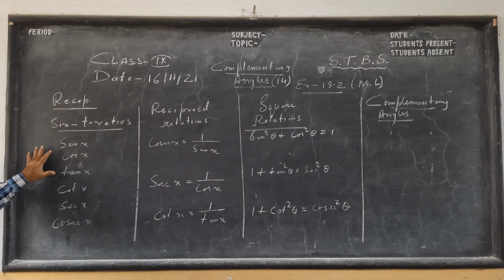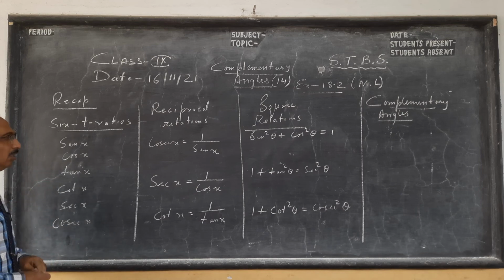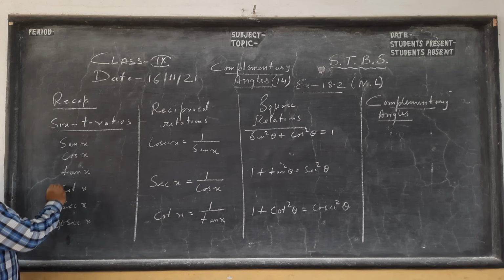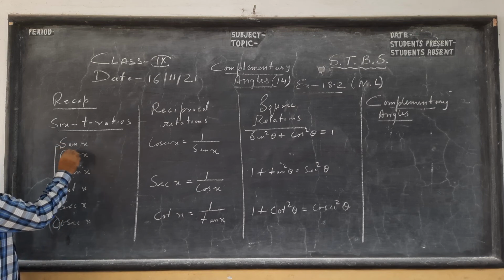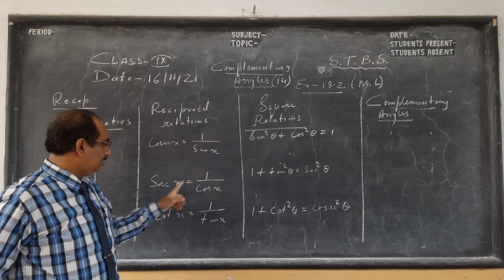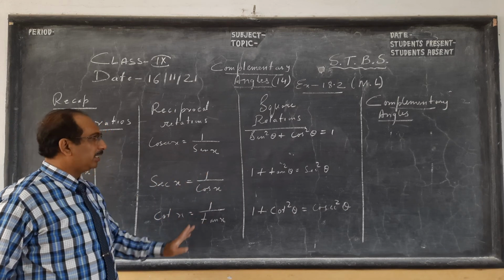Number 1, in the first 3 videos I have explained to you the 6 trigonometric ratios. What are they? Sine, cos, tan, cot, sec, cosec. Next we have what we call reciprocal relations. Cosec is 1 by sine. Cosec starts with C, it is the reciprocal of S. Cos starts with C, its reciprocal starts with S. Cot and tan are reciprocals. So cosec is 1 by sine, sec is 1 by cos, and cot is 1 by tan.